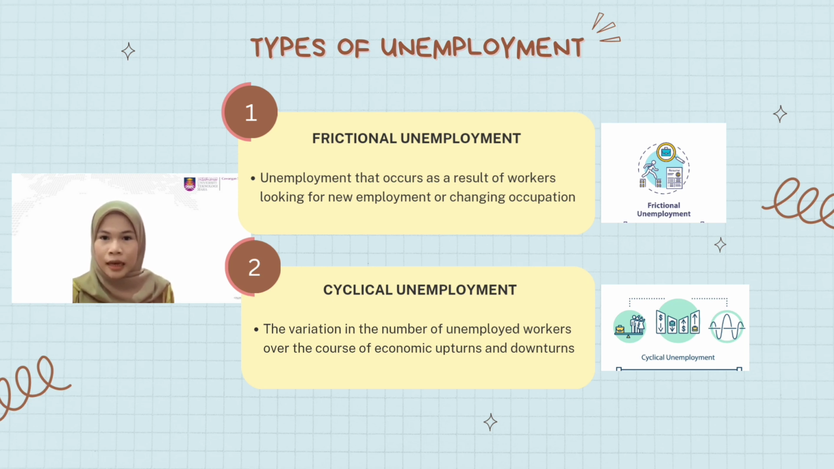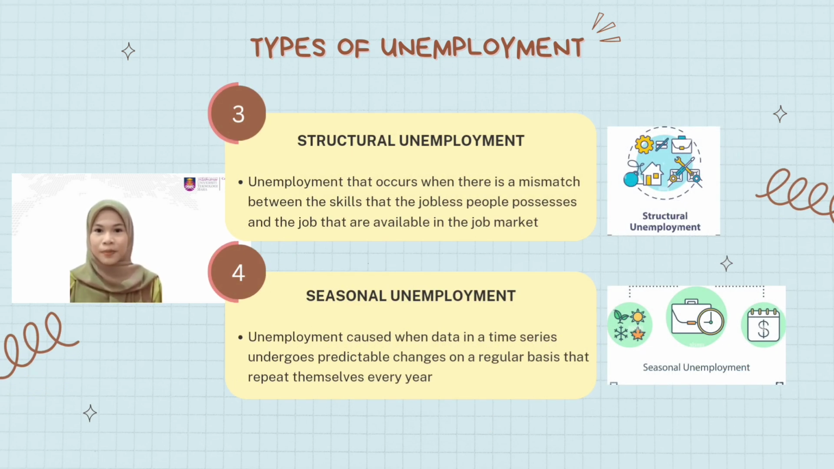Second, cyclical unemployment. Cyclical unemployment is the variation in the number of unemployed workers over the course of economic upturns and downturns. Third, structural unemployment. Structural unemployment is the unemployment that occurs when there is a mismatch between the skills that the jobless people possess and the jobs that are available in the job market.